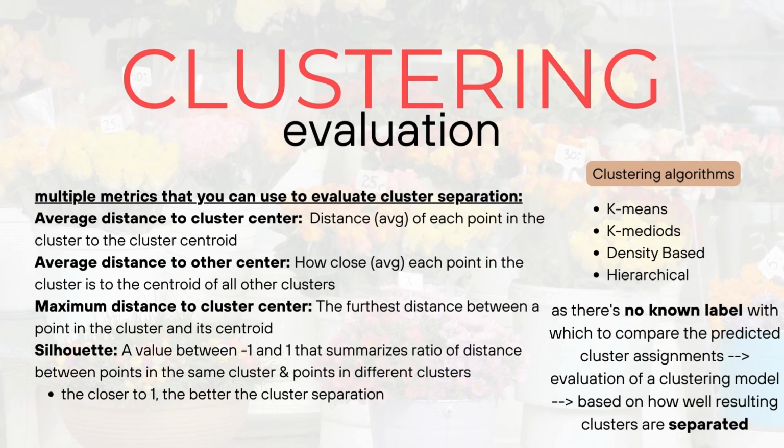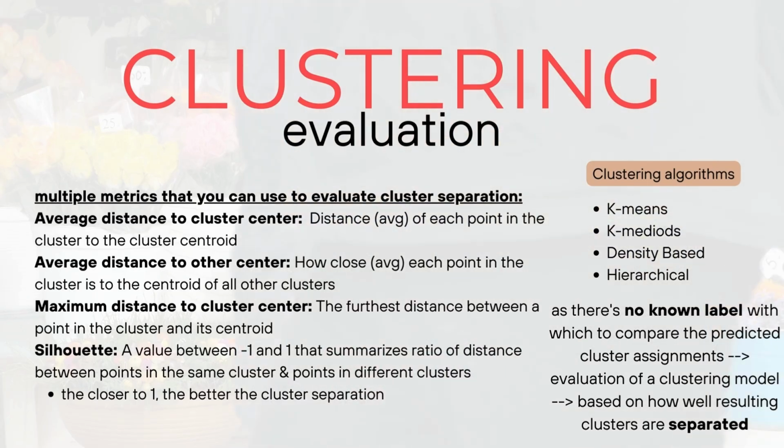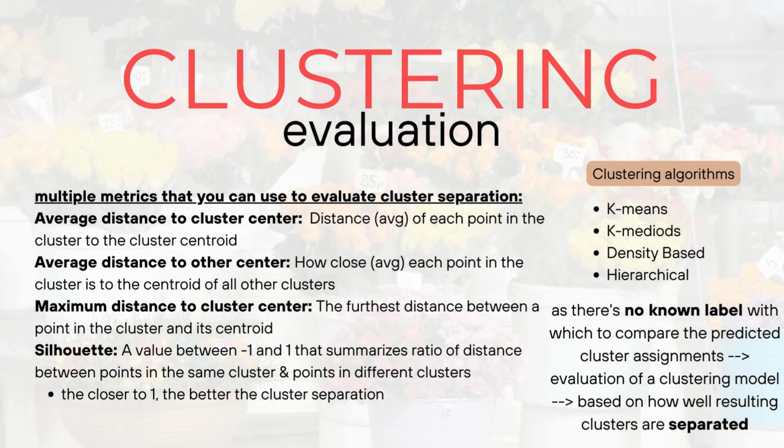Next, in clustering evaluation, you have multiple metrics that you can use to evaluate cluster separation, like the average distance to cluster center, which is the average distance of each point in cluster to the cluster centroid, the average distance to other center, which is how close in average each point in the cluster is to the centroid of all other clusters, and the maximum distance to the cluster center, the furthest distance between a point in the cluster and its centroid, a silhouette, which is a value between -1 and 1 that summarizes the ratio of distance between points in the same cluster and points in different clusters, which the closer to 1, the better the cluster separation.